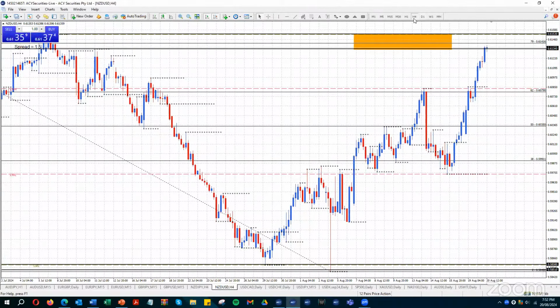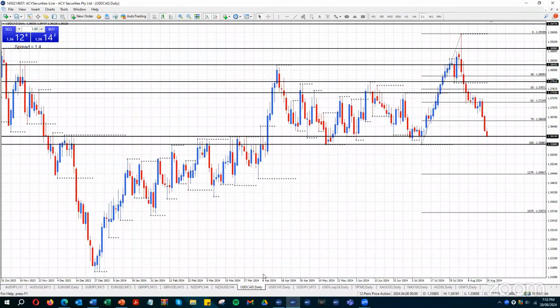Don't think the 4-hour chart is showing you any reversal yet. You can see it's moving into that area. So the big question will be, what happens here? Does it hold to move and reverse?